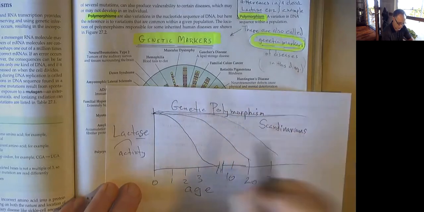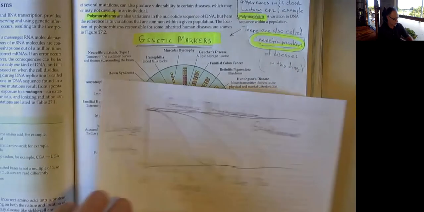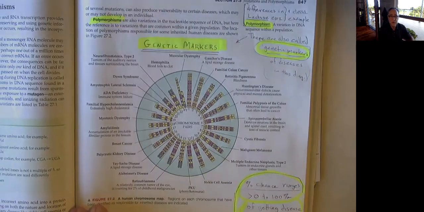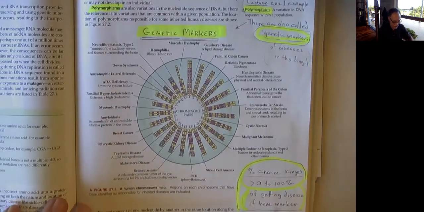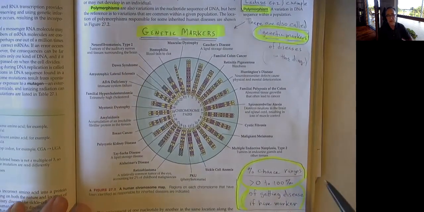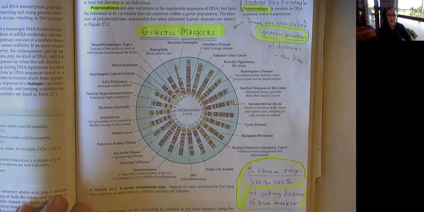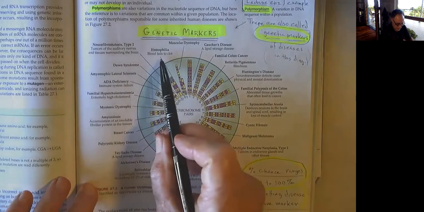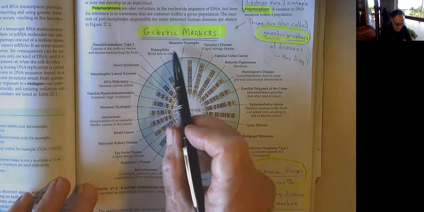All right, so that's one example. And the chart here in the book, that's their whole name for this whole chart. But I'm preferring that you think of it in terms of genetic markers. In this case, rather than markers of hair color or something, these are markers of disease. So we have markers for hemophilia, for muscular dystrophy.